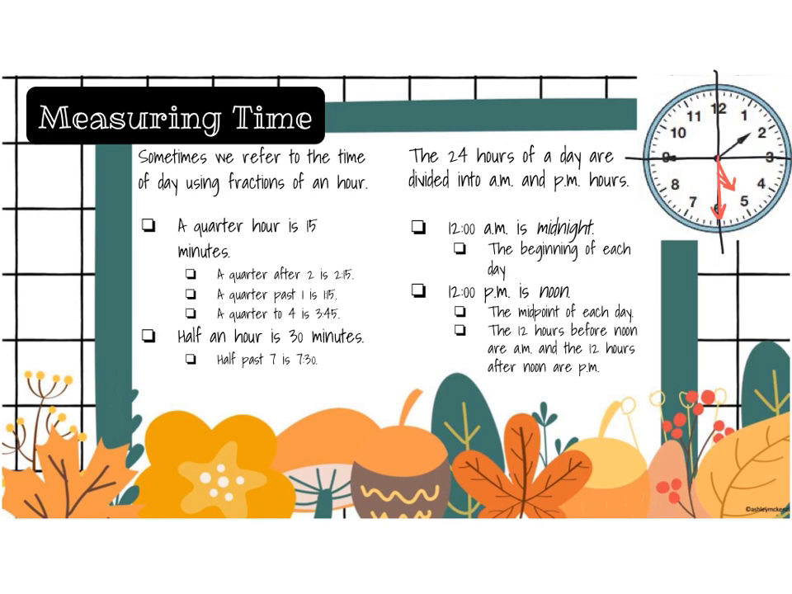So 12 a.m. is actually midnight, which is the beginning of each day. 12 p.m. is afternoon, around lunchtime when we're finishing up lunch. The midpoint of each day is at the 12 o'clock hour. The 12 hours before noon are AM. The 12 hours after noon are all PM.